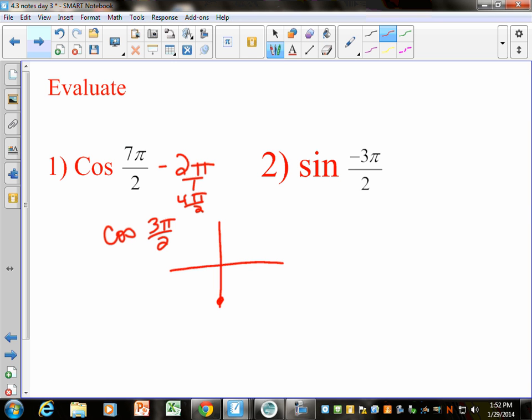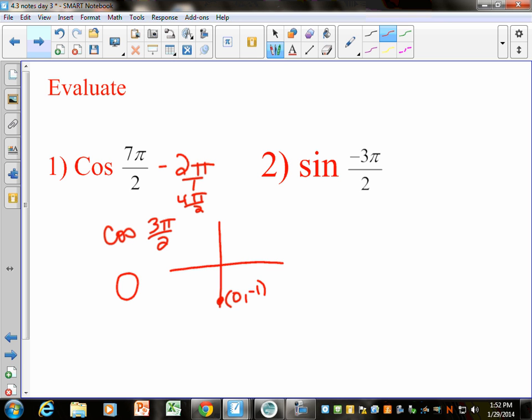And what is the ordered pair at 3 pi halves? And cosine is which one? X. So guess what? The cosine of 7 pi halves is the same as the cosine of 3 pi halves, which is the x coordinate, which is just 0. Again, definitely what would show up on a no calculator part of your test. A lot of the no calculator stuff, there's not a whole lot of work to go with it. It's just knowing the values.